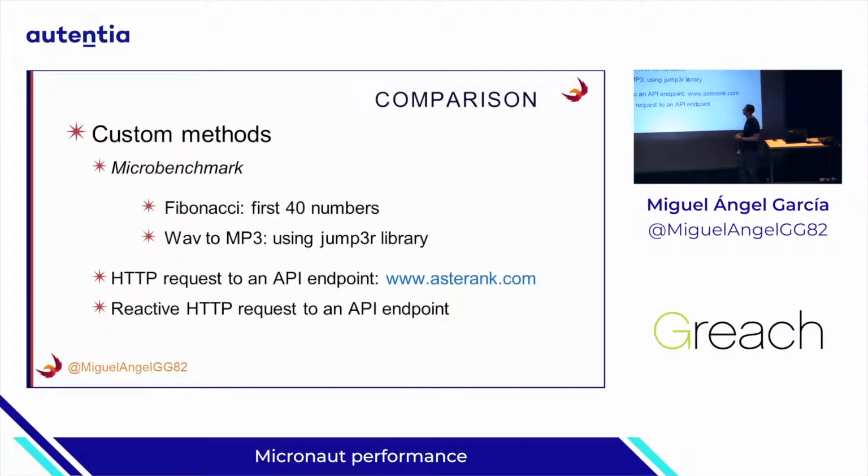And this is the final benchmark. It is about some custom methods that I created in all of the frameworks. I've put in the same methods so that they have the same results. The first one is a micro benchmark, a typical Fibonacci method. In this case, it's a recursive method, and it gets the first 40 numbers of the Fibonacci sequence.